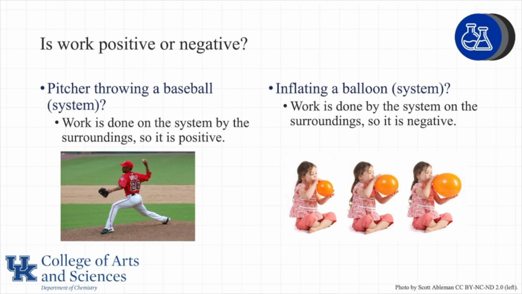When we're inflating a balloon, and the balloon is our system, work is being done by the system on the surroundings. Because remember, as that balloon expands, it's pushing outward. We'll see that this is called PV work, and we'll look at some examples of that later on. But what we're going to see is that it's expanding and pushing on the surroundings, so it's doing work on the surroundings and has a negative value.